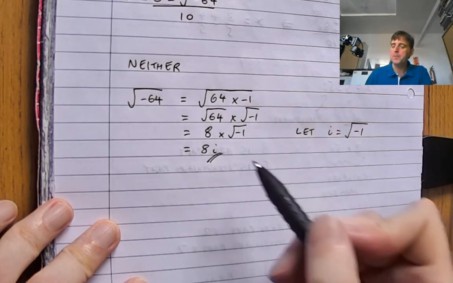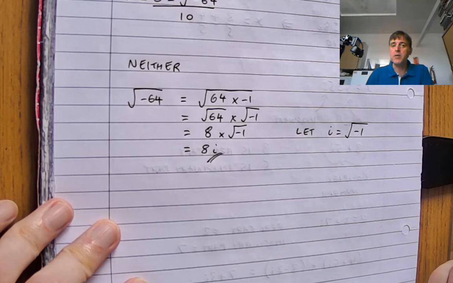Now, of course, i is just a symbol here. It means the square root of negative 1 in our notation. We haven't really talked about what that itself might mean, but for now, we'll just go with that.